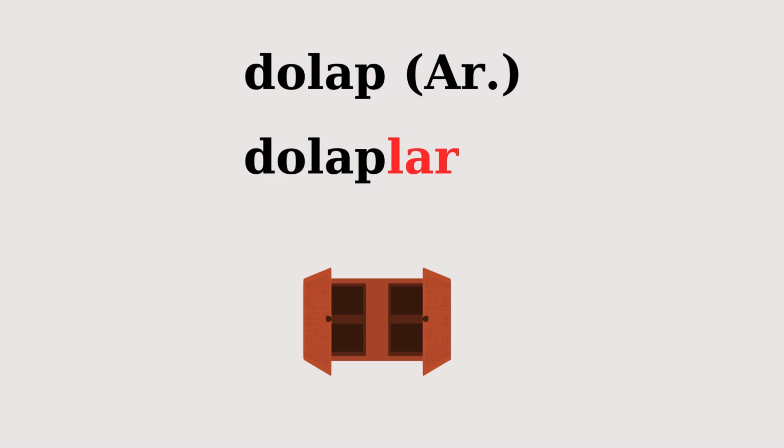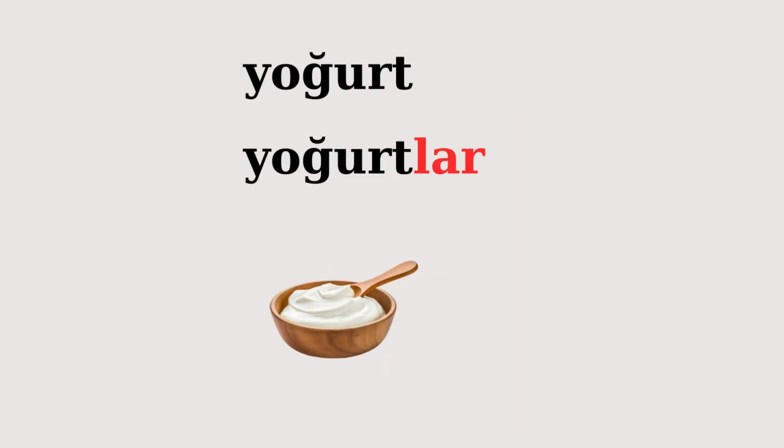As you can see, we can get the plural forms of nouns easily. After a few examples, it will become clearer and I will give you a general rule. Of course, there are some exceptions, but for now, just try to understand the basics. Let's continue with yoğurt, which means yogurt. The plural form of yoğurt is yoğurtlar.